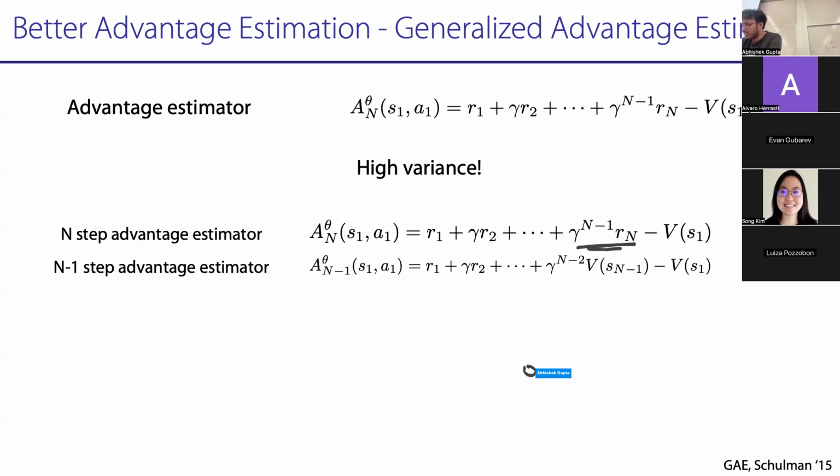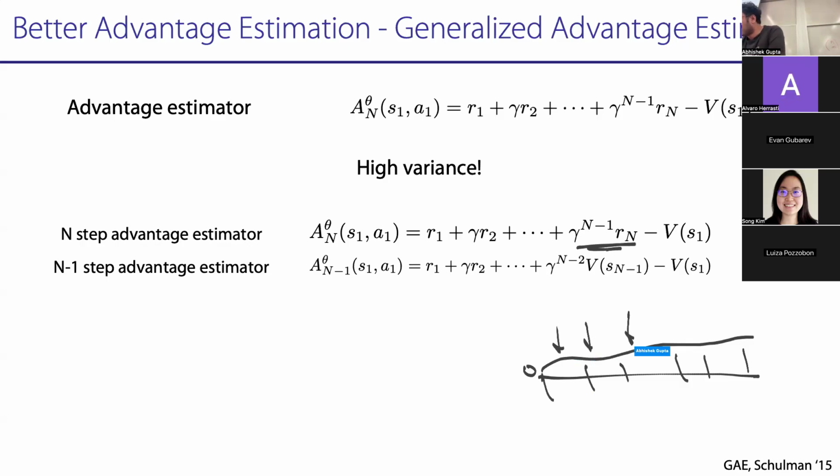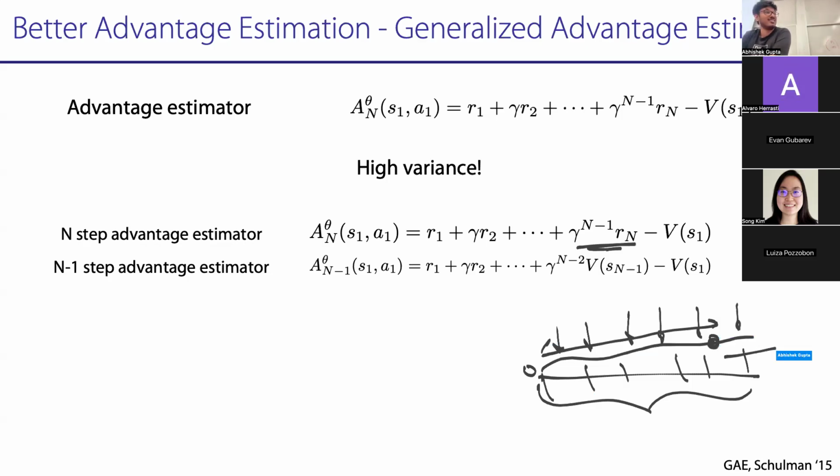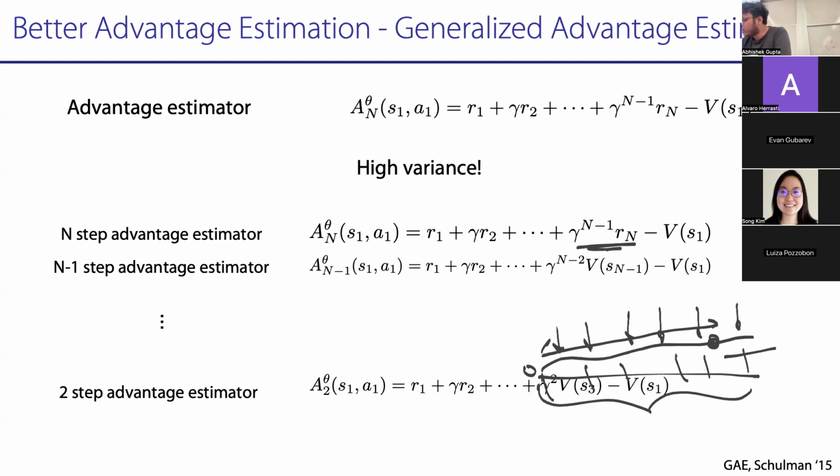So if it's an n-step reward, you're just summing up the rewards and then subtracting the value of the first state. You're saying, I'm going to sum up these rewards along the whole trajectory, and I'm going to subtract the average reward. That's A sub n. A sub n minus 1 is saying, let's sum up the rewards till the n minus 1th point, and then add the value at the last step. A sub n minus 2 is going to be, let's sum up the rewards till the n minus 2th step, and then add the value for the last two steps.